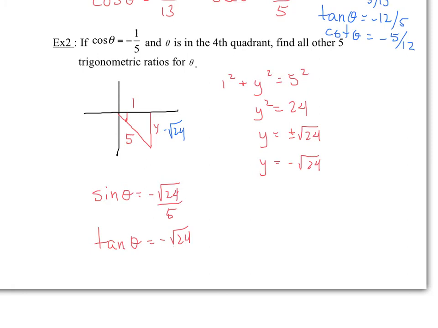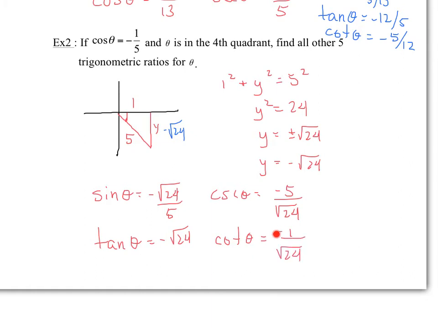We're going to write the reciprocal function of sine, which is cosecant theta. And again, all we have to do is flip those around. You get negative 5 over square root of 24. The reciprocal function of tan, which is cotan, is negative 1 over square root of 24.